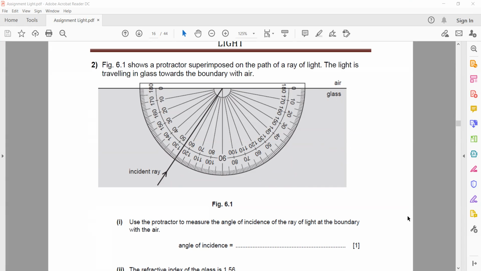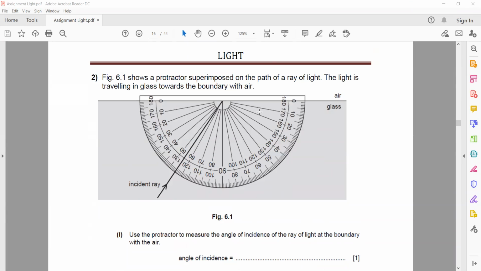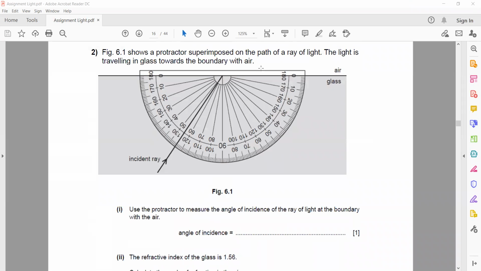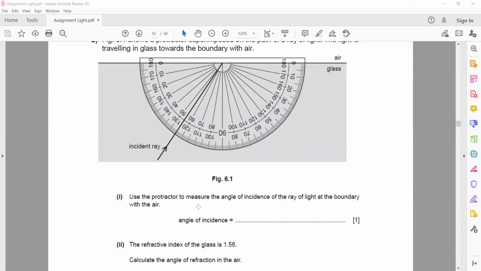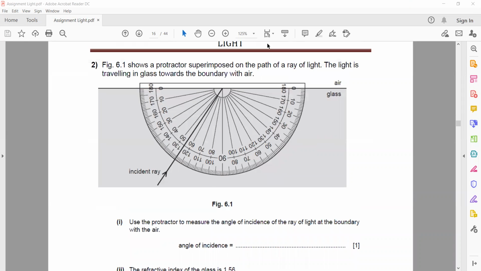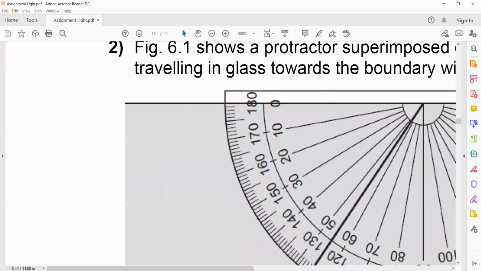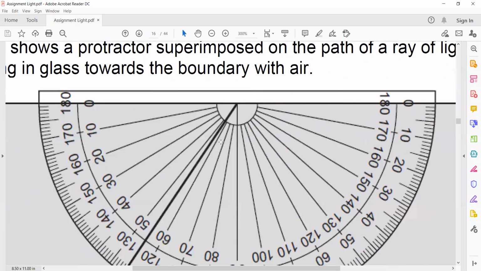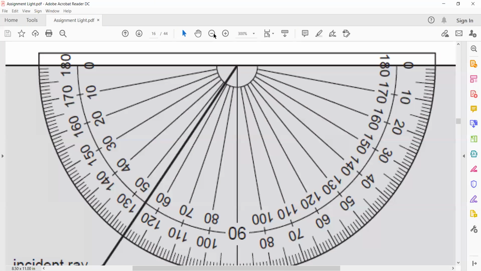Okay. Next question. Figure 6.1 shows a protractor superimposed on the path of a ray of light. The light is traveling in glass towards the boundary with air. Use the protractor to measure the angle of incidence. So what is the angle of incidence? The angle of incidence is always measured from the normal to the ray. So this is the normal, the perpendicular. I'll use another color so you can distinguish. This red line represents the normal.